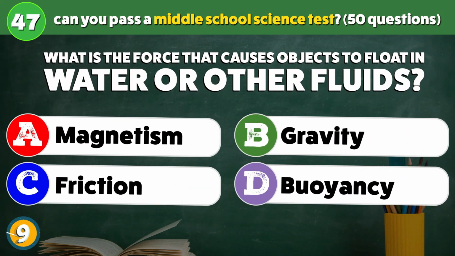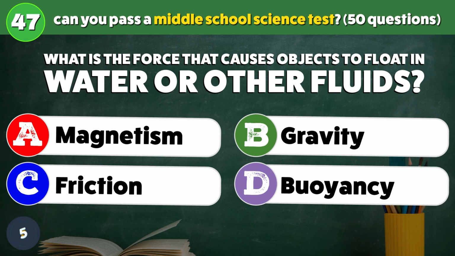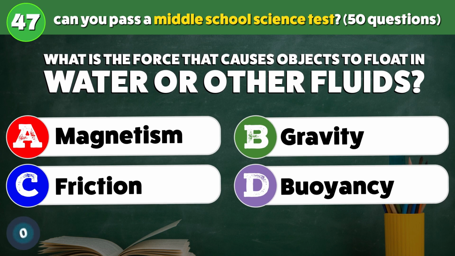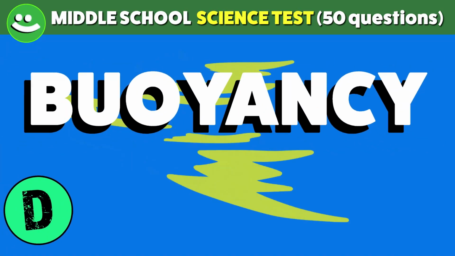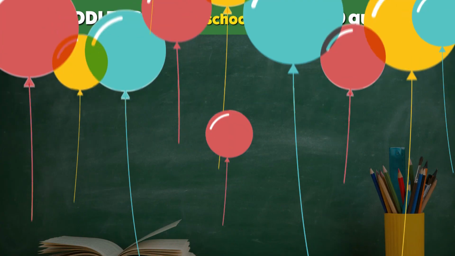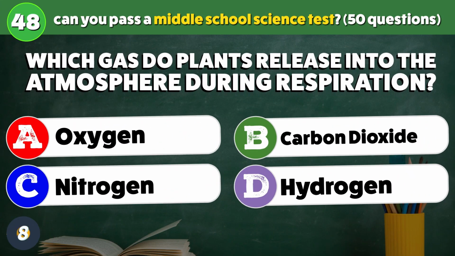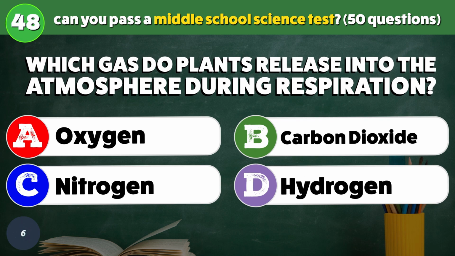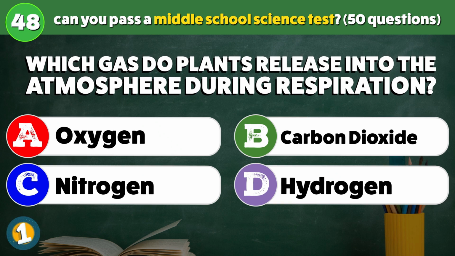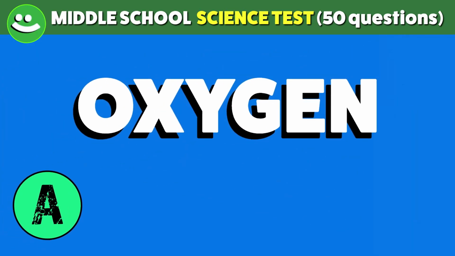What is the force that causes objects to float in water or other fluids? Is it magnetism, gravity, friction, or buoyancy? It's buoyancy. Which gas do plants release into the atmosphere during respiration? Is it oxygen, carbon dioxide, nitrogen, or hydrogen? It's oxygen!